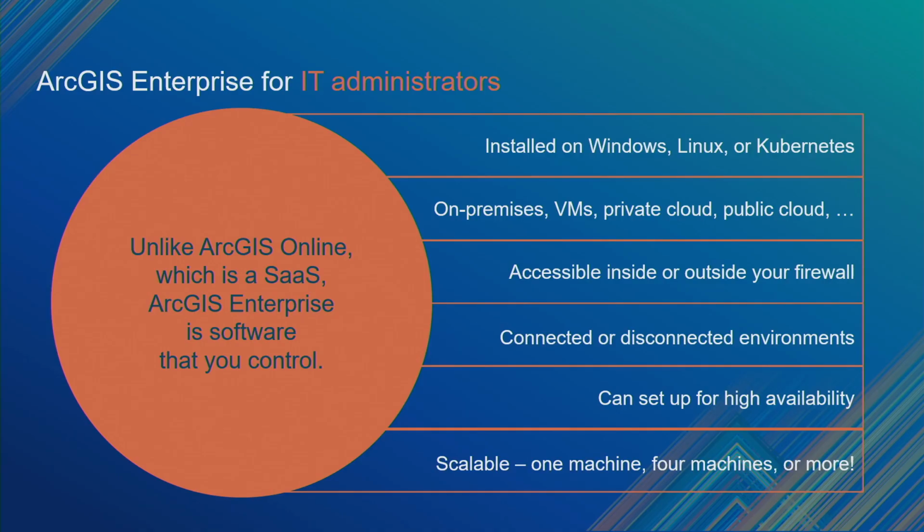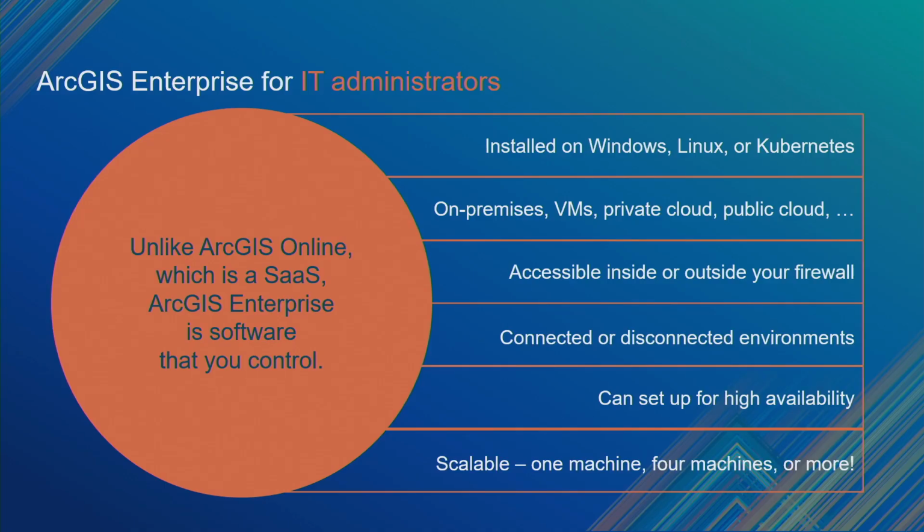You'll make decisions about security and the level of access that you want your system to have to the open internet. Maybe you want your Enterprise to be exclusively accessible inside of your firewall, or maybe it can live outside of your firewall. It could be connected to the open internet, or maybe it has to exist in a totally disconnected environment because of the security requirements of your organization. All of this is possible with Enterprise.